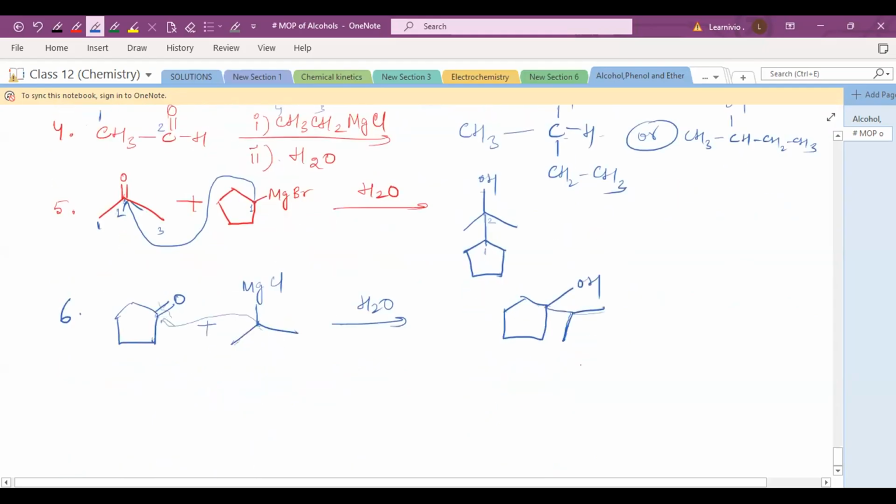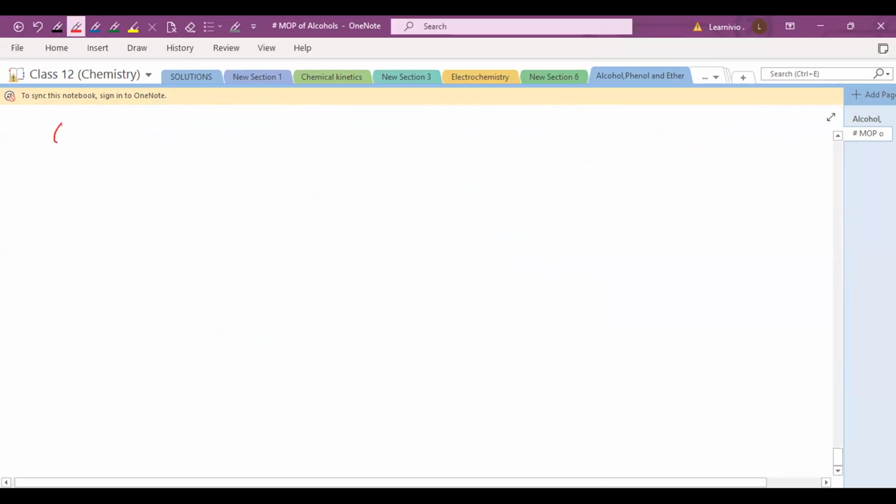Okay, one more question. Question is convert. Sometimes conversion इस type के भी questions आते हैं, like convert ethyl bromide to propanol. So how will you convert the ethyl bromide to propanol? You see, first, what is ethyl bromide? So one carbon, two carbon, and bromine over here, right?